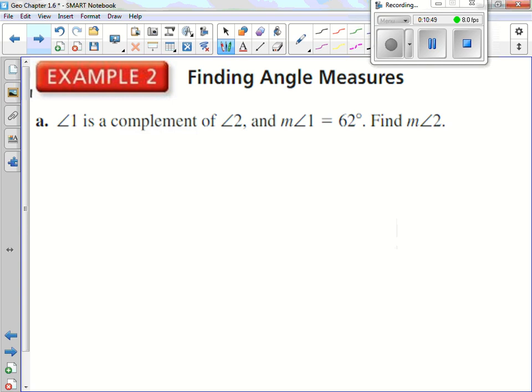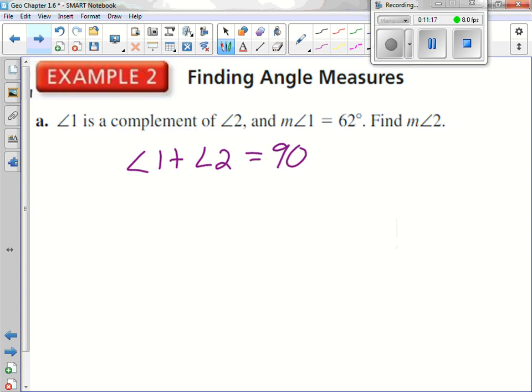So, Brittany, what does it mean if we're saying that angle 1 and angle 2 are complements? They add up to 90 degrees. So what we're saying is that angle 1 plus angle 2 is equal to 90 degrees, because complementary angles add up to be 90 degrees, yes? Complementary angles add up to 90. Supplementary angles add up to 180.